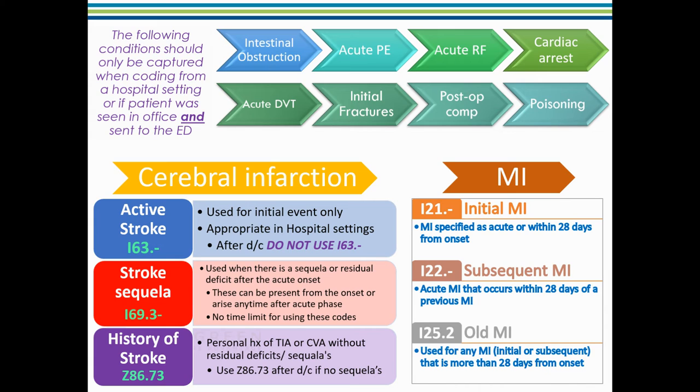The other one is myocardial infarctions. So the initial MI code should only be used within the first 28 days from onset. After 28 days, you will want to use the I25.2 or old MI, no matter what. If a new MI occurs within those 28 days, you can use a subsequent MI code in addition to the initial code, both of which will change to that old MI code after 28 days from onset.